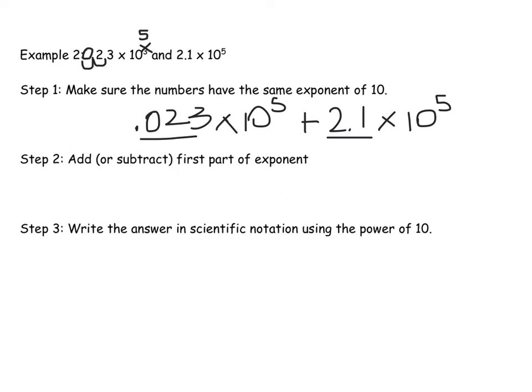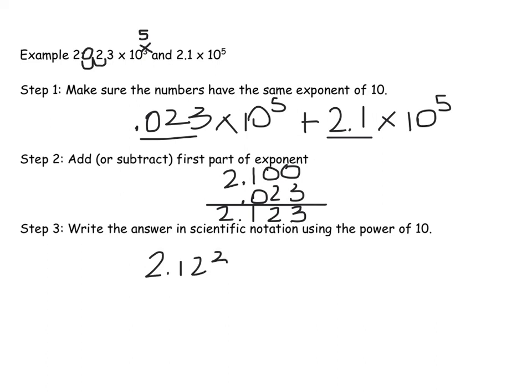So I'm going to add 2.1 and 0.023. If it helps, you can add zeros here so that we add them. Remember, you line up your decimal places. So you get 3, 2, 1, so 2.123. My answer is 2.123 times 10 to the fifth power.